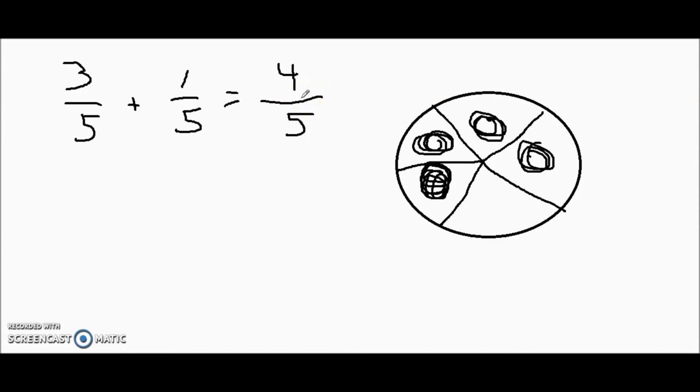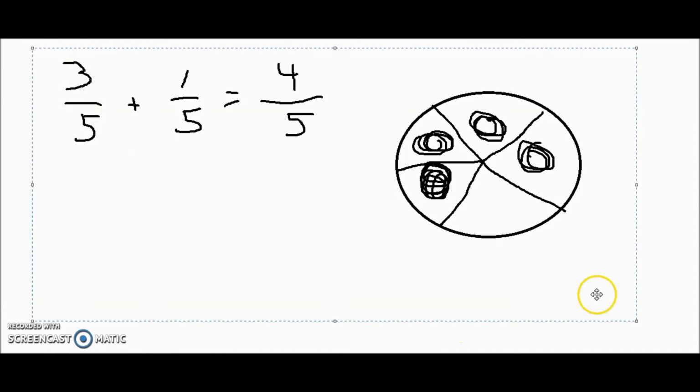So I'm going to introduce what happens when we don't have the same denominator. I'll clear the screen for everyone. And now I'm going to talk about something called a common denominator.